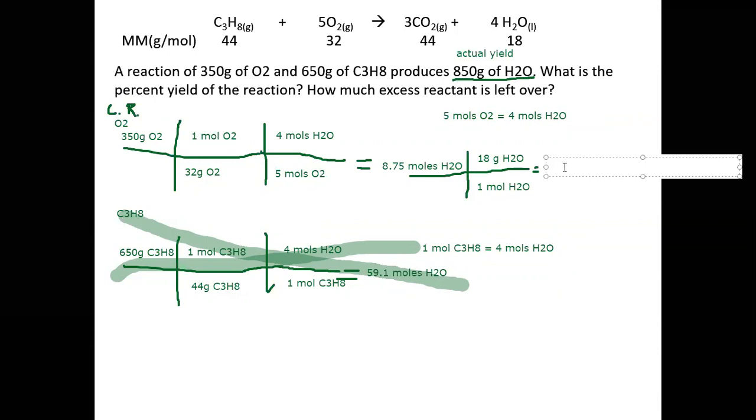Must have made a typo. So the theoretical yield is 157.5 grams of water. So it shouldn't have been 850, it should have been 85. That was a typo on my part. So again, this is the theoretical yield.